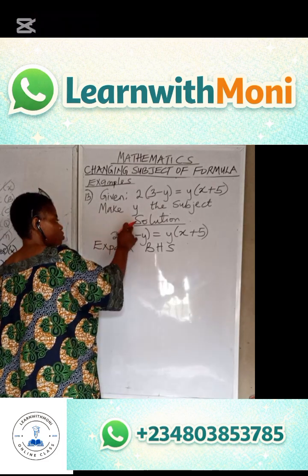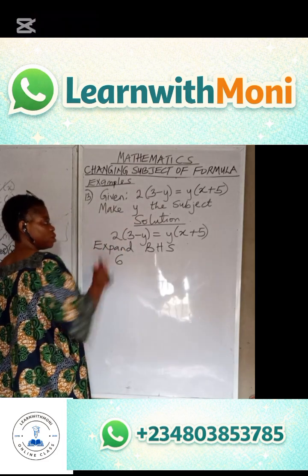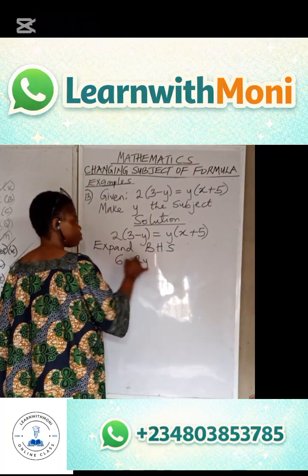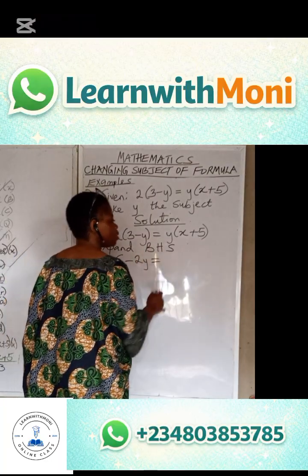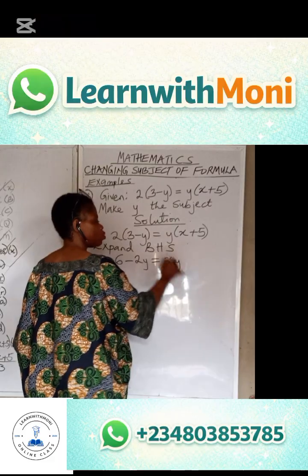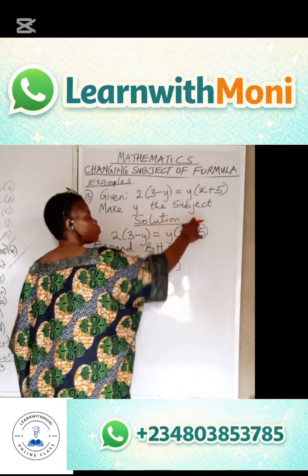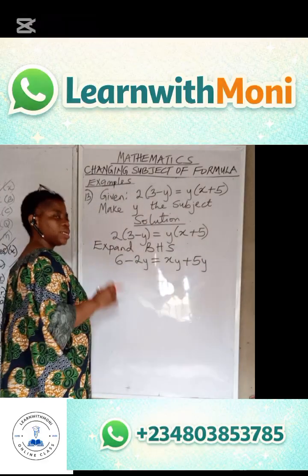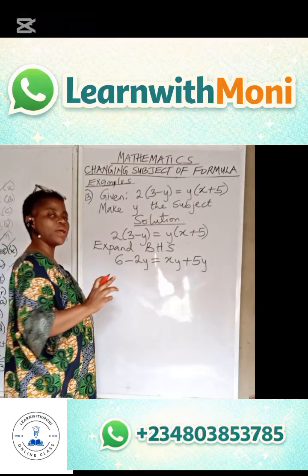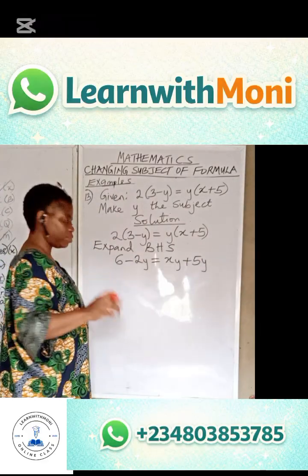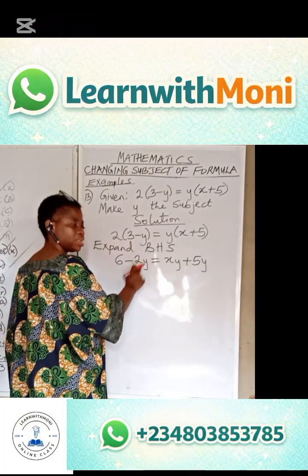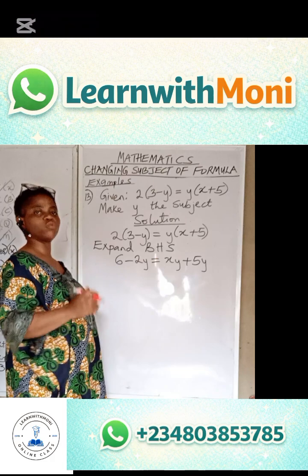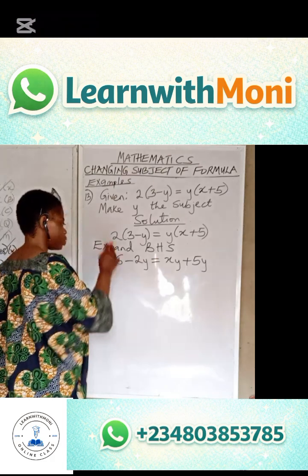We have 2 times 3, 6. 2 times minus y, that is minus 2y. On the right hand side, we have y times x, xy. Y times plus 5, plus 5y. Now we have y appearing in 3 different terms. Y appearing here, and here. So let us bring all terms with y together.